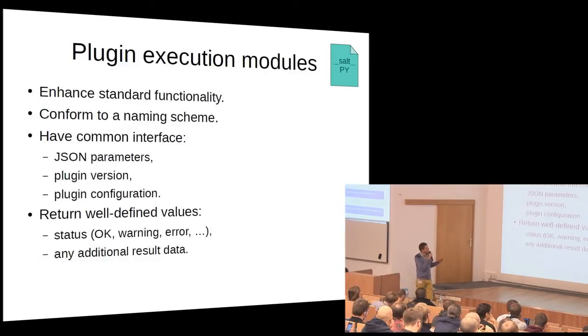Because we want to pass JSON parameters into modules in a certain format, or any plugin configuration. And we want to return well-defined values. And I think this is the most important part because Saltstack modules generally don't have a well-defined return value. And we wanted to add, in particular, a status for every result, such as OK, warning, error, etc., so that it could then be used in notifications and monitoring of the servers. And apart from that, any additional data needed.